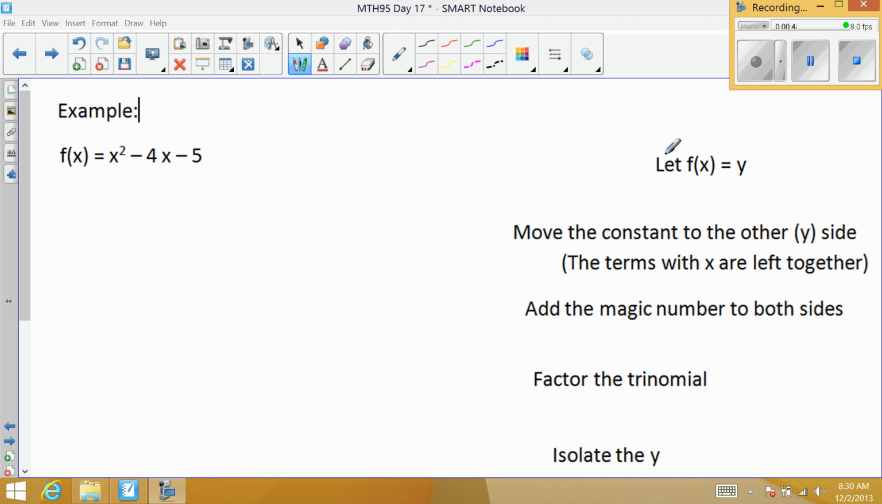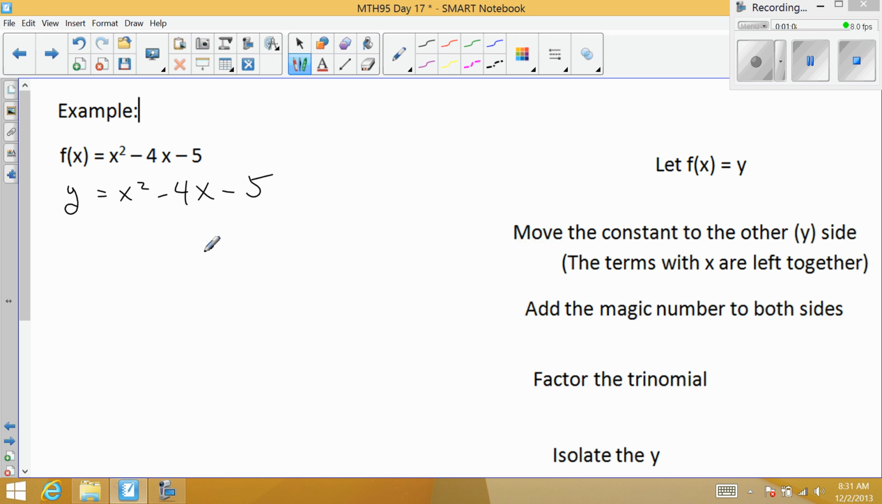First thing we're going to do is call the f(x) y. That's just a more compact notation. Then we're going to move the constant, which in our case is the −5, to the y side, and leave only the terms with x's together on the right side of the equation. Since it's a subtract 5, we're going to add 5 to both sides. So now I have y + 5 = x² − 4x.